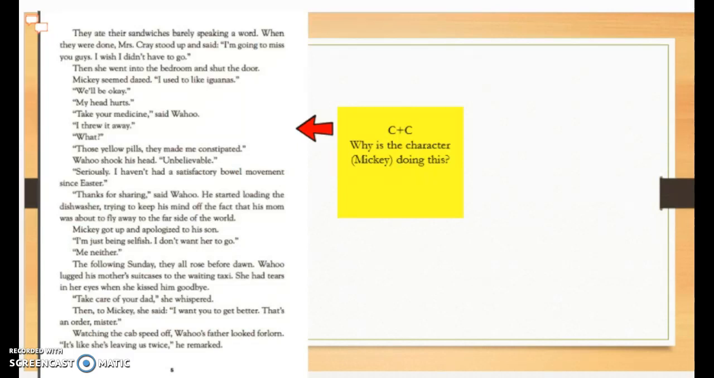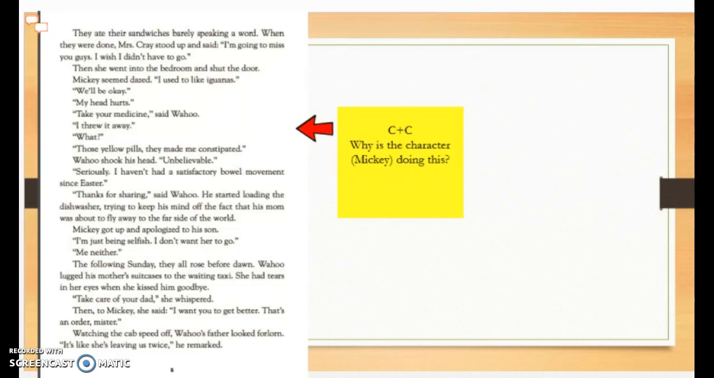When they were done, Mrs. Cray stood up and said, "I'm going to miss you guys. I wish I didn't have to go." Then she went to the bedroom and shut the door. Mickey seemed dazed. "I used to like iguanas." "We'll be okay." "Oh, my head hurts." "Take your medicine," said Wahoo. "I threw it away." "What?"